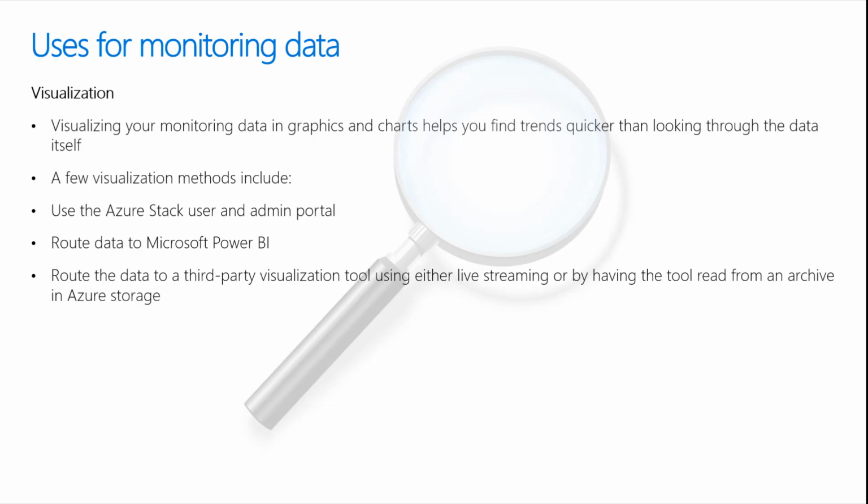As an example of things to see, if you do a search for GitHub CCO dashboard, we have made this public for Azure. It's a great dashboard, does some KPI metrics on various things, and you can take a look at what that looks like and what the possibilities are that you could do in Azure Stack as well. And then finally, as we mentioned, you can route this data to third-party visualization tools, either live streaming or have the tool read from an archive in Azure storage.